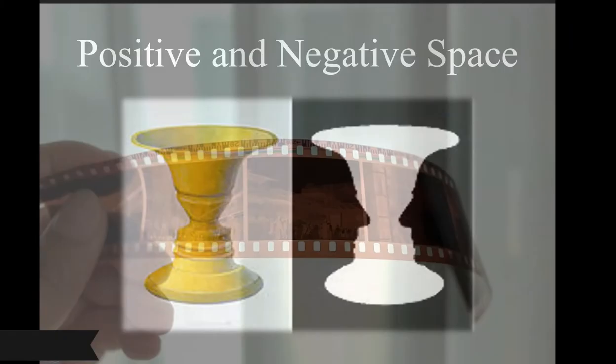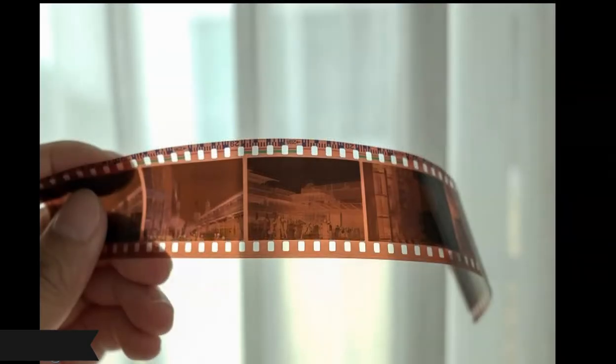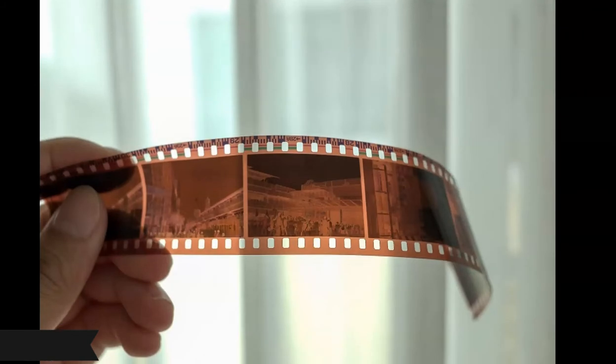Positive and negative space. When we look back in history, we see that photography actually uses the same principles for positive and negative space. Long time ago, black and white photography was done on film. The film actually presented itself as its negative counterpart. When a camera took a photo, the light that filtered into the lens created an impression on a film.